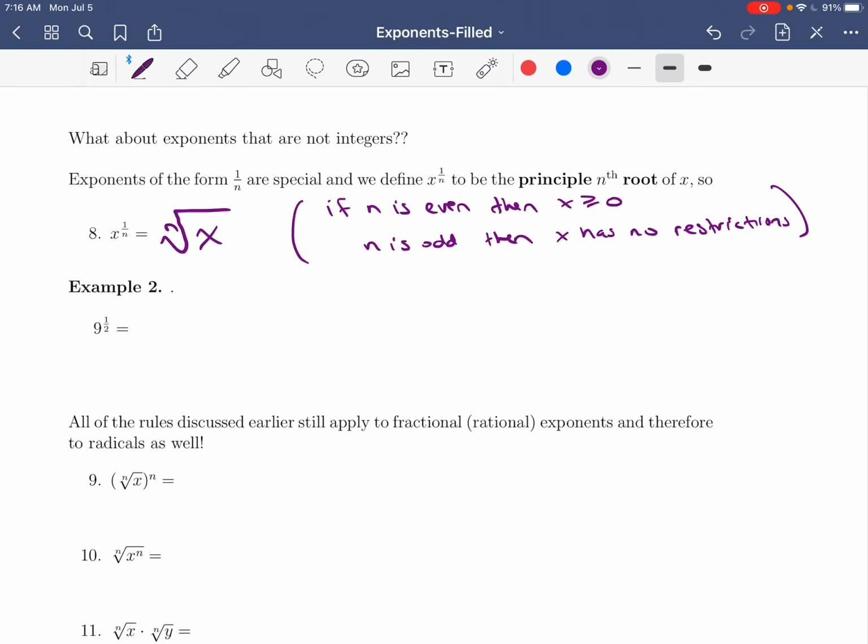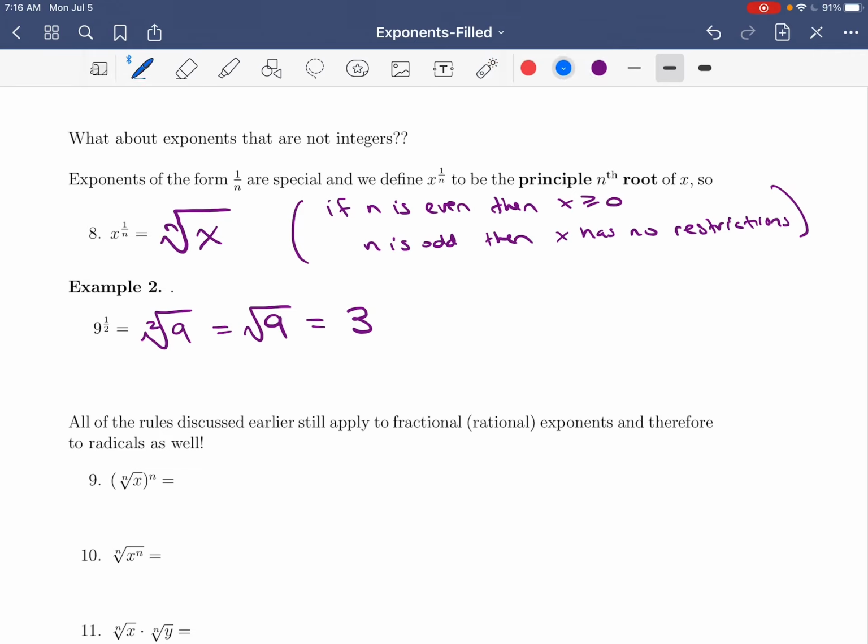So for example, 9 to the 1/2, this is the second root of 9, which when we have a 2, we don't write it. So it's actually just the square root of 9, okay, which we know is 3. Okay, now the principal nth root, when n is even, it's always going to be positive. So you might think, well, I should have plus or minus 3. That's not true. So the square root of a number is always going to be positive. So don't get confused.